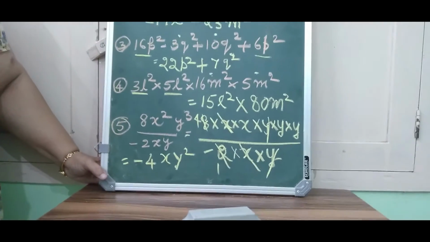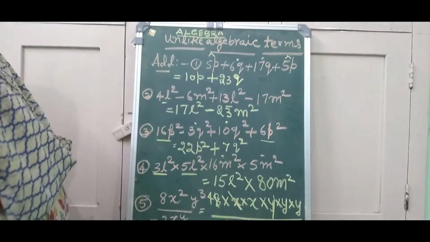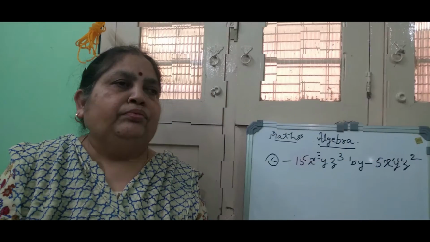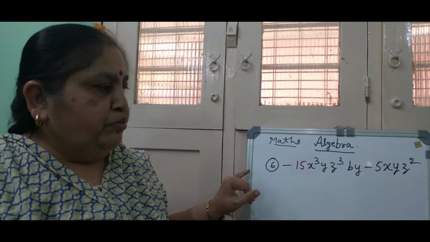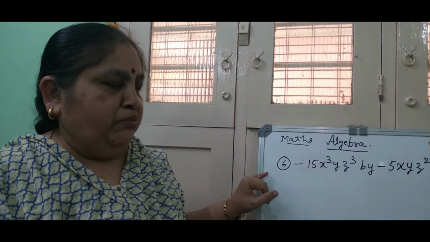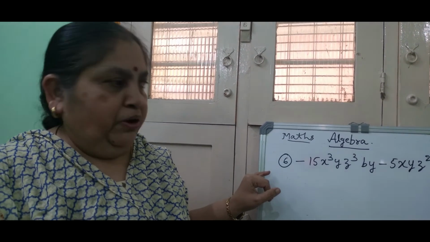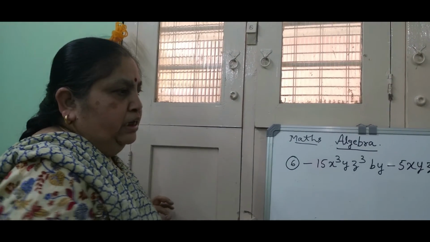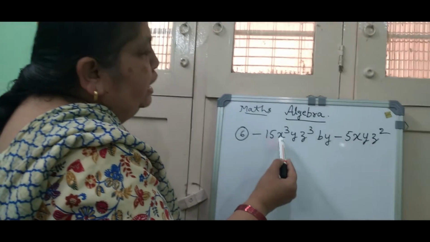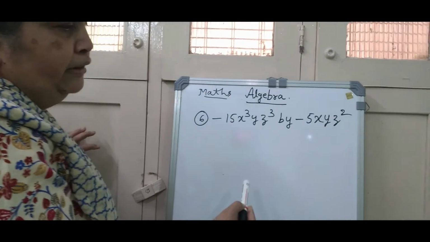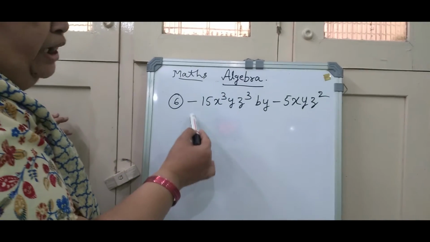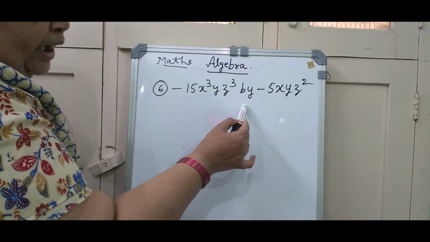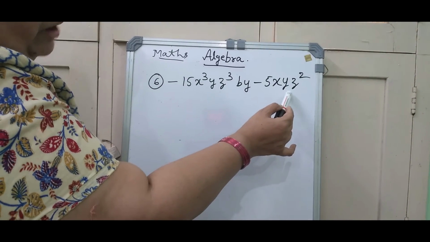Minus 4x y square is the answer. So I hope now you got this one. Let me consider one more example to you. You can observe here, this is the 6th example I am giving you for the unlike algebraic terms. And you please read this problem also very carefully. Minus 15x cubed. See how I read this? Reading is also important. Minus 15x cubed y z cubed by minus 5xyz square.